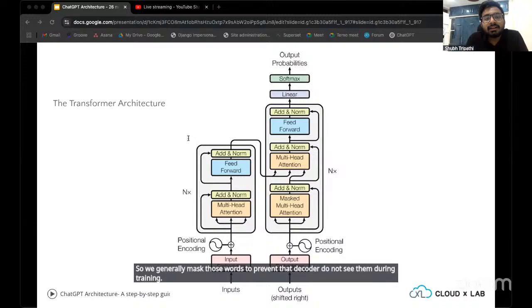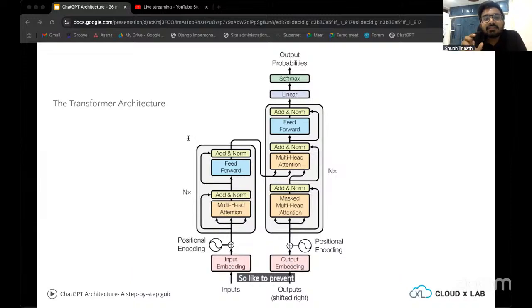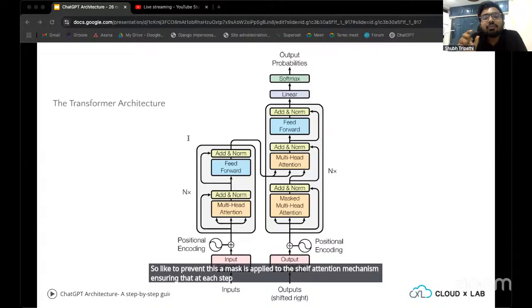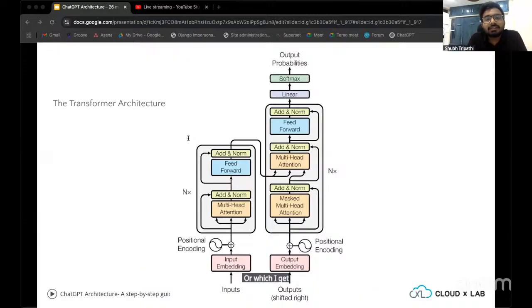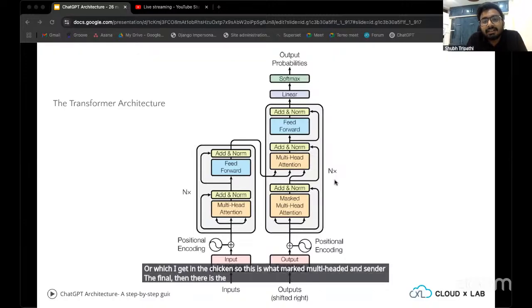To prevent this, a mask is applied to the self attention mechanism, ensuring that at each step, a word can only attend to previous words in the sequence. So it cannot calculate the attention scores for the words which are yet to be predicted. This is what masked multi-head attention does. Then there are again n decoder blocks, following a similar pattern: there are multi-head attention blocks, then there is a feed forward layer and everything.